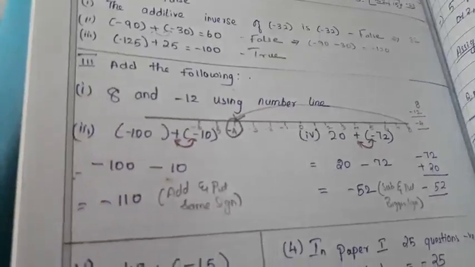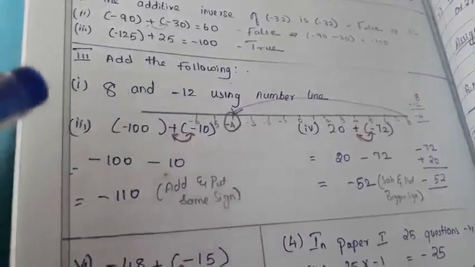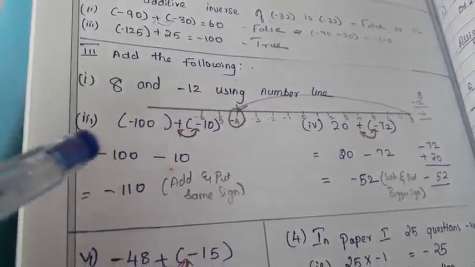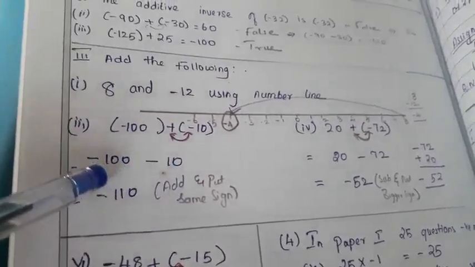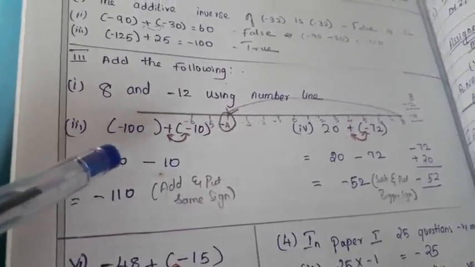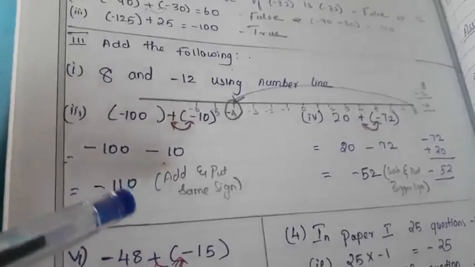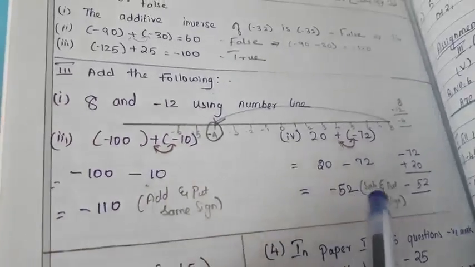And look into the third sum. Second sum I have given as an assignment, and third sum, minus 100 plus of minus 10. So plus of minus will become minus. So clear description I have given here. Plus of minus is minus, and minus 100 minus 10 is equal to same sign, so add and put the same sign. So minus 100 minus 10 is equal to minus 110.